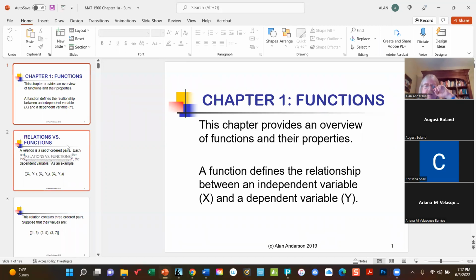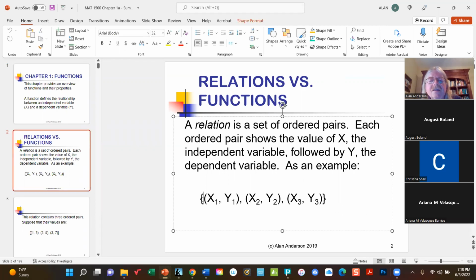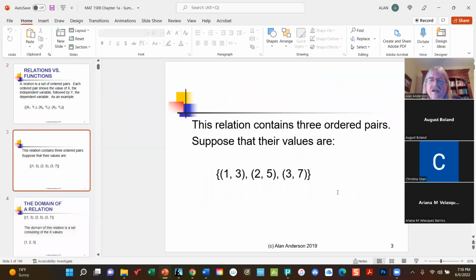But before we look at functions, we're going to introduce a more basic idea, the notion of a relation. And a relation is essentially nothing but a set of ordered pairs. Okay, so you can see some examples here. I've got three ordered pairs, and in each case, the tradition is to show x first and then y. We use the braces here to indicate that this is a set. And so in this case, we have three. And so let's just say the values that we have are these. Now, you know how to graph these on the xy coordinate system. We don't really need to do that here. What we're interested in here is the values of the x's and the y's.